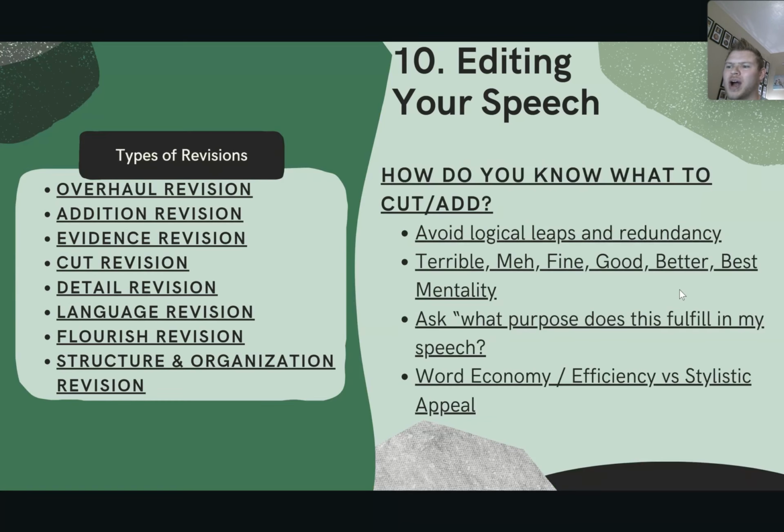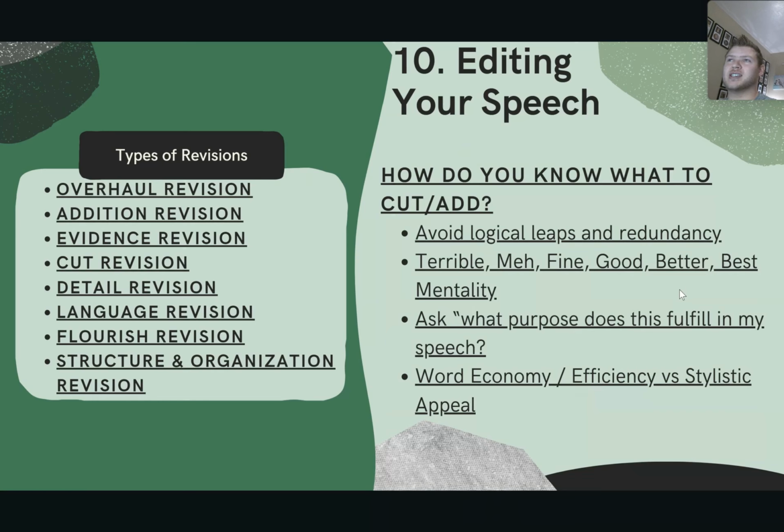But how do you know what to cut or what to add? Because that is the conundrum that plagues everybody who does platform speeches. Well, you want to make sure that you're avoiding logical leaps and that you're avoiding redundancy. So maybe you read a main point to someone and you have them raise their hand when they feel like they're confused or like there's a step that you're missing between them, and then you need to add something, or they raise their hand whenever they feel like they've already heard this before, so you're being redundant. Or you do that to yourself, and that's how you know what to cut or what to add.